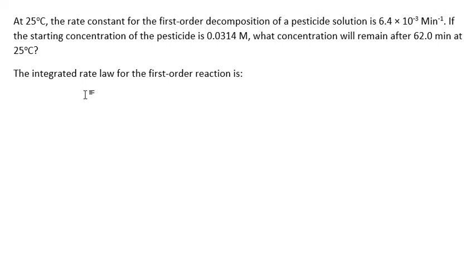So in this situation we have ln[A] equals ln[A0] minus kt. So A0 is the initial concentration, k is the rate constant, and t is the time. So we want to find capital A here.